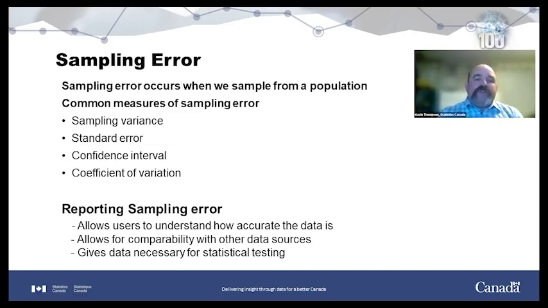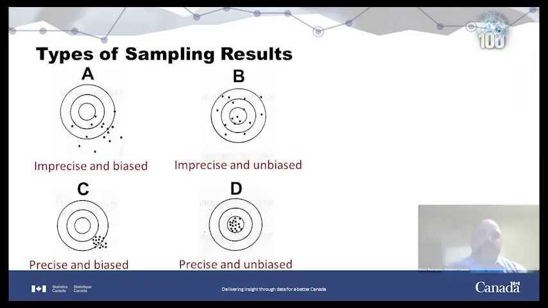And if you're doing more advanced statistical testing, you'll actually need some of these values to be able to conduct the test to see if things are significantly different from one another or not. All right. So here is a dartboard picture that we use. And there are 4 possibilities here.